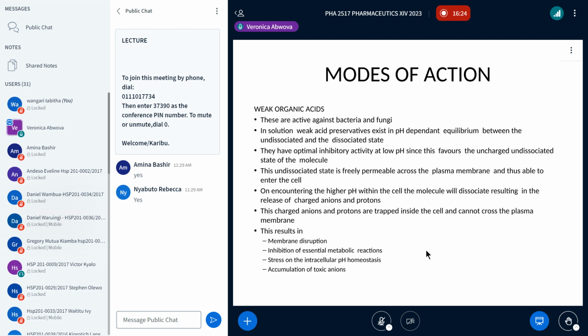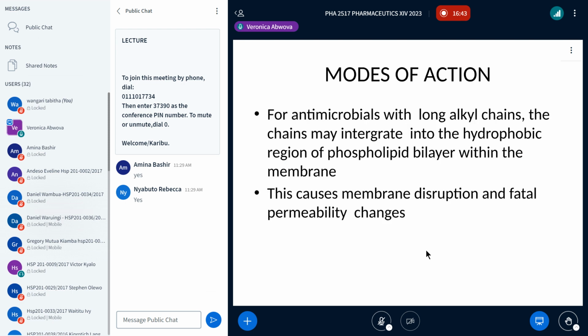What happens when they become trapped in there? Okay, they'll cause membrane disruption, inhibition of essential metabolic reactions, stress on the intracellular pH homeostasis, and accumulation of toxic anions. So with all this, they are able to disrupt the cell and then cause the death of the cell.